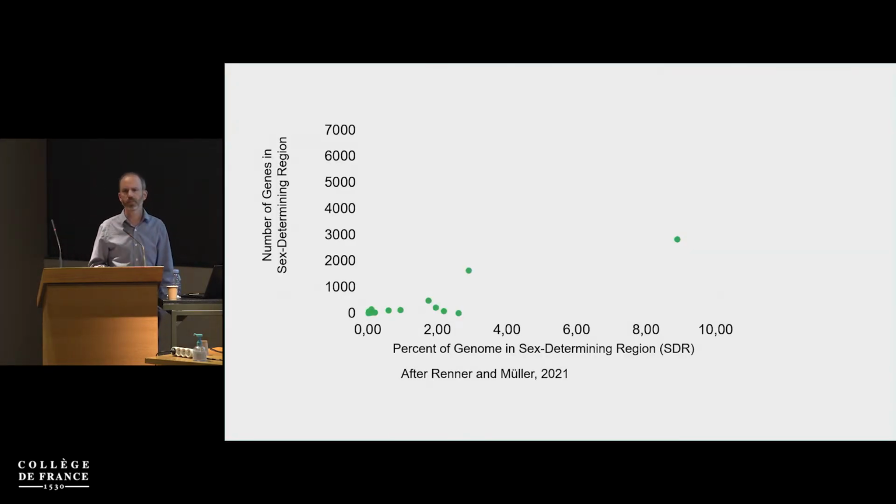We can put this in the context of a comparative look that was recently done by Renner and Muller on the sizes of sex-determining regions in plant genomes. They looked across different plant sex-determining regions that have been characterized, at the percent of the genome found in sex-determining regions, and how many genes are found in those regions. In general, plant sex-determining regions are relatively small with relatively few genes, with a couple of exceptions, and this is cannabis out here.